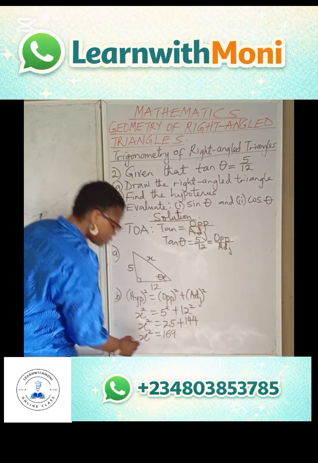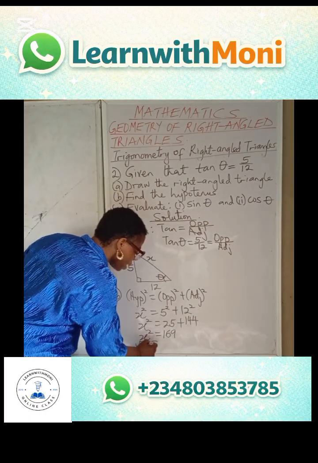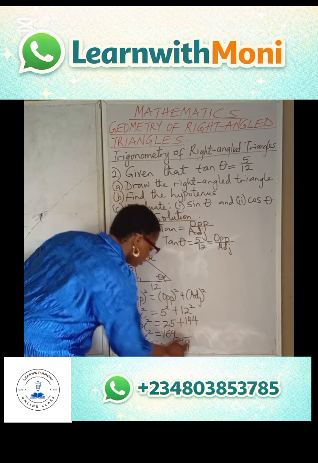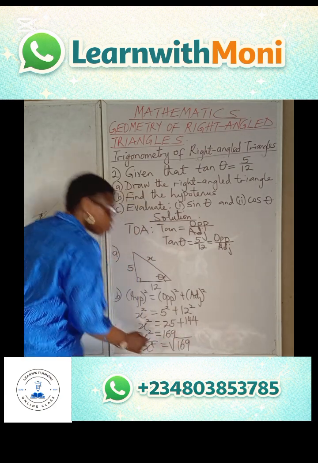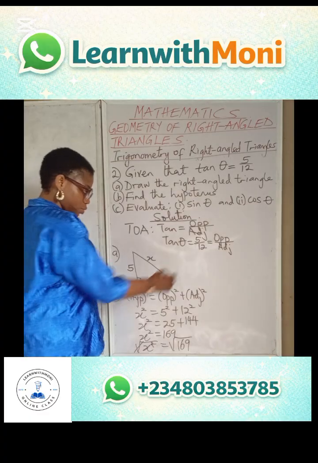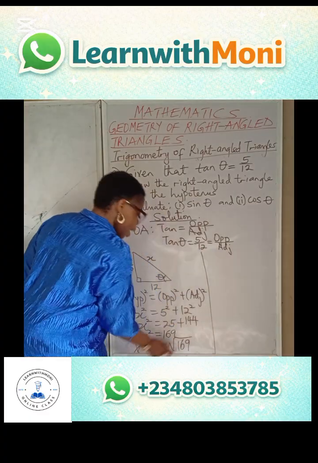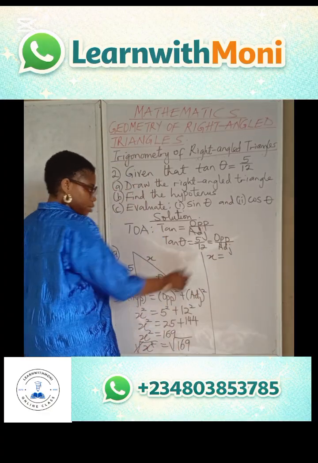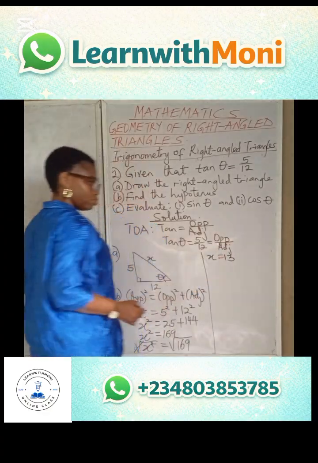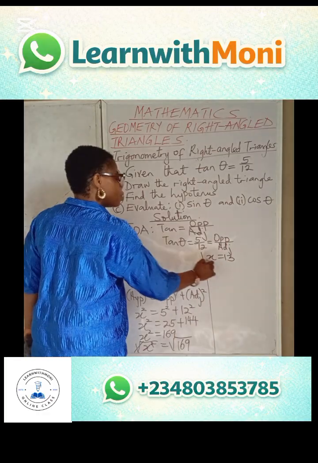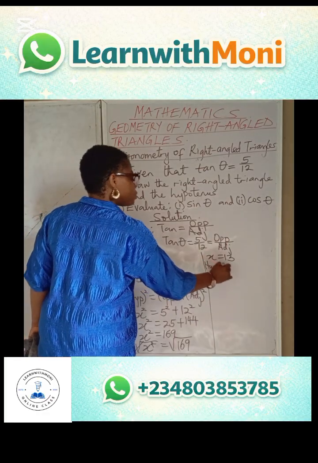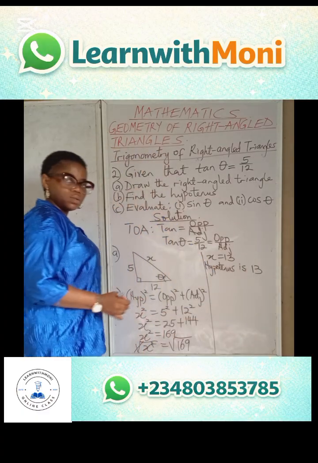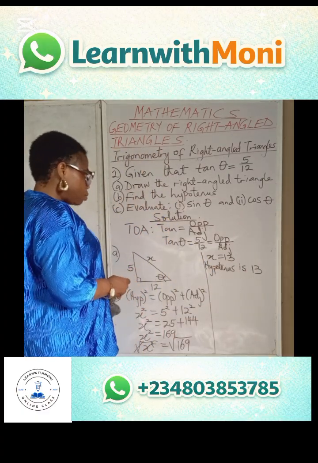For me to get my x, I take square root of both sides. Square root is the opposite of square, so both of them cancel out, and I have x equals square root of 169, which is 13. That means the hypotenuse of that right-angled triangle is 13 units, depending on the units.